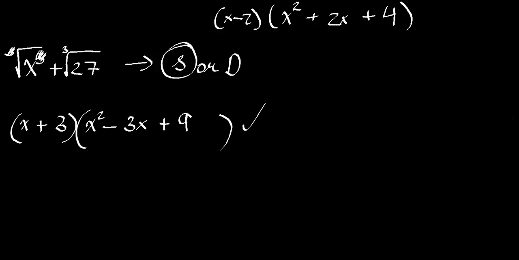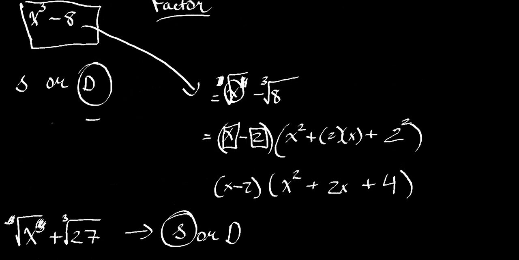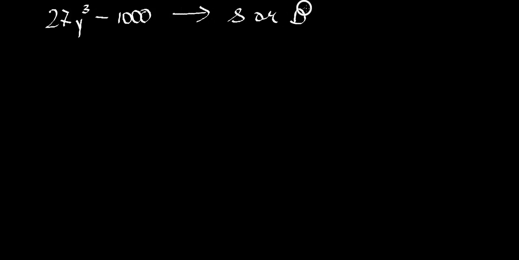Now what do I want to say? Okay. Next example. Sorry. Okay, let's do 27y cubed minus 1000. Let's do this. Okay. Again, sum or difference. We're subtracting, that means we're doing difference.